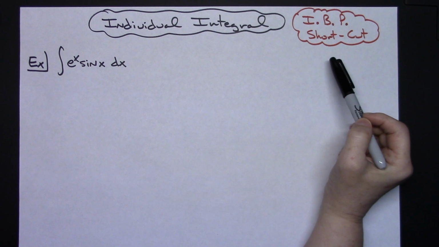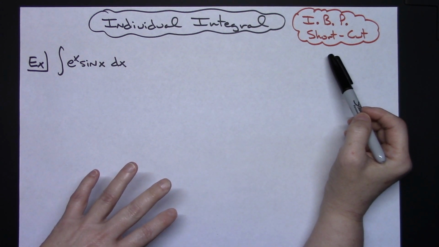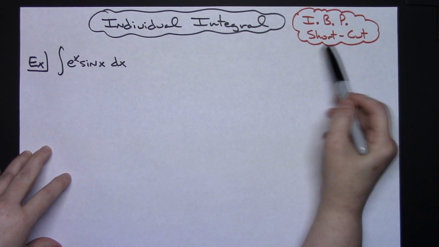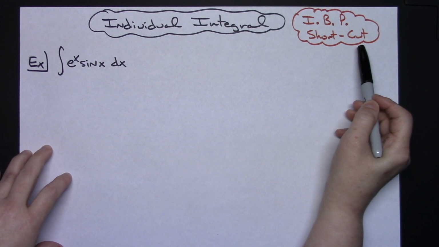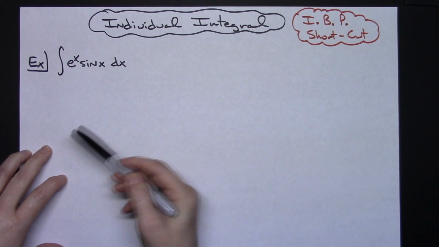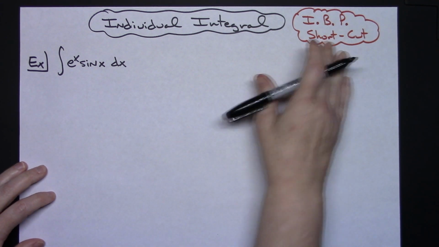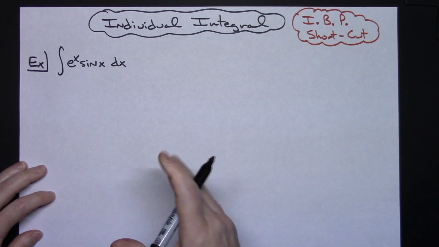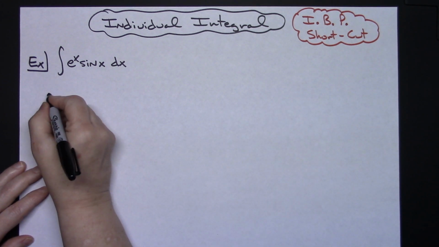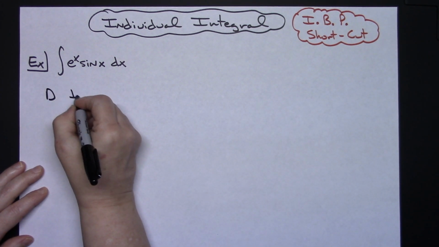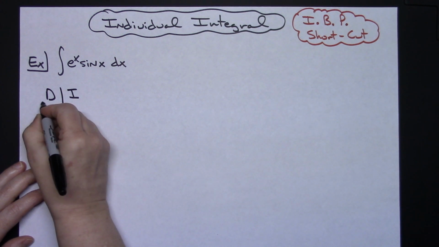Alright, this video is not really to teach that shortcut method. I've got several other videos on my channel that actually go through and explain how to do the shortcut. This is just, after you know that shortcut, another example of how this would be worked out. So if I'm going to do this shortcut method, I need a derivative column and an integral column. So I'm going to choose those two columns and get that set up.